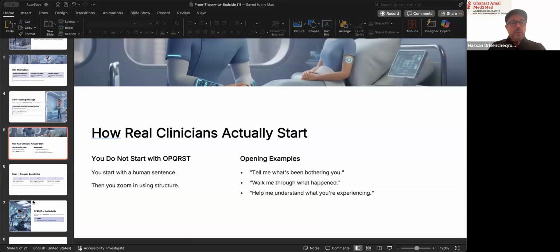Now, the next point I would like to make is how real clinicians actually start. Whenever you take something about how to start with a patient, they give you OPQRST, because it means words that remind you of how you could start. But really, we do not start with a framework. We start with a human sentence.